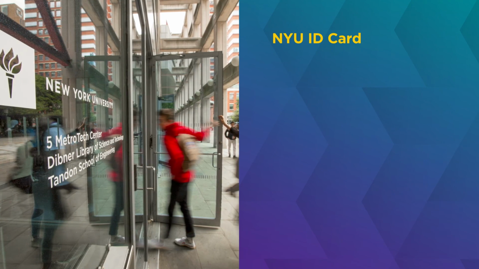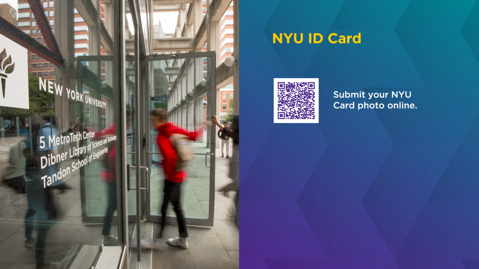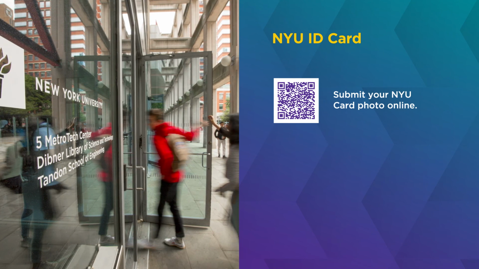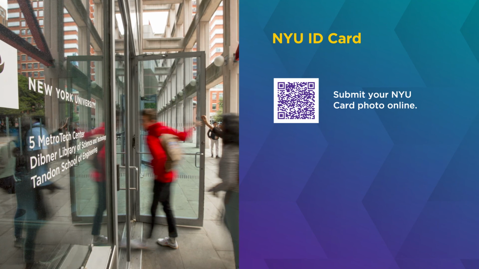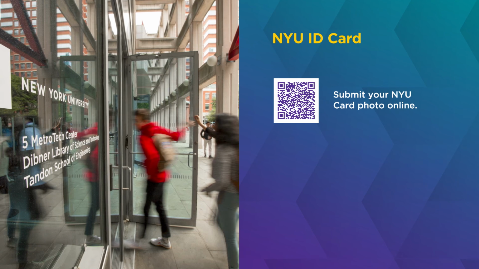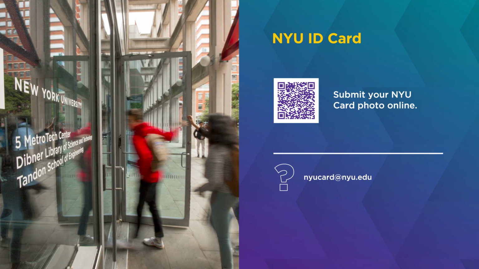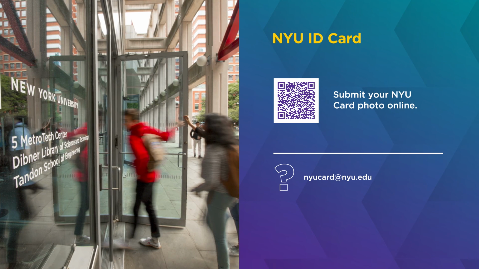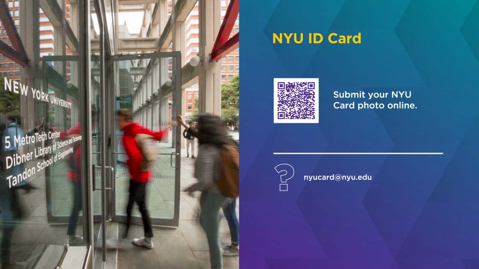Prior to arriving on campus, you will need to apply for your NYU ID Card, which is required to access campus buildings. Luckily, getting your NYU ID Card is an easy process. Log in to photoid.nyu.edu and upload a photo of yourself that meets the requirements listed. An email will be sent to your NYU account once your photo is approved, informing you where to pick up your NYU card when you arrive on campus.